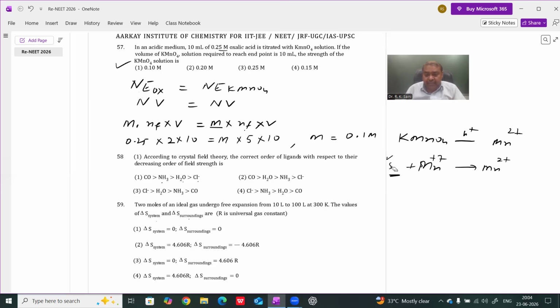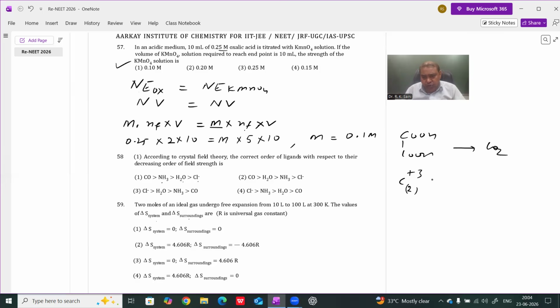In the case of oxalic acid, the n factor is 2 because during the redox reaction, oxalic acid changes into carbon dioxide. The oxidation state of carbon is plus 3, and 1 mole of oxalic acid contains 2 moles of carbon. In CO2, the oxidation state of carbon is plus 4. First balance the atoms and then balance the charge using electrons. It means 1 mole of oxalic acid loses 2 moles of electrons. Therefore, its n factor is 2.